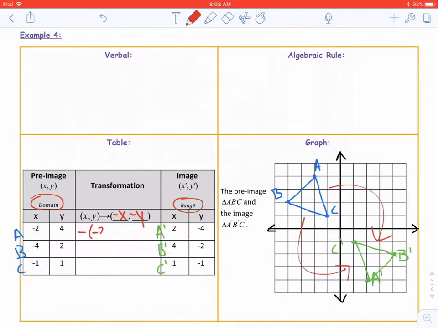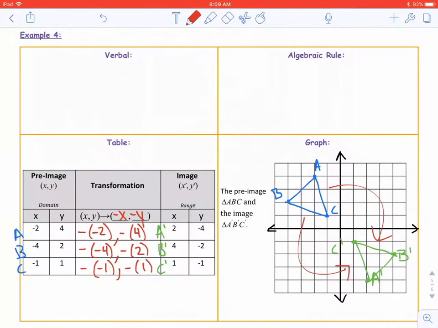So negative, negative 2 does give us a value of 2. And then negative 4 does equal negative 4 that was given. And then negative, negative 4 is 4. And negative 2 is negative 2. And then negative, negative 1 gave us positive 1. And negative 1 gave us negative 1. So that does make sense with our table, and it definitely makes sense with our graph.